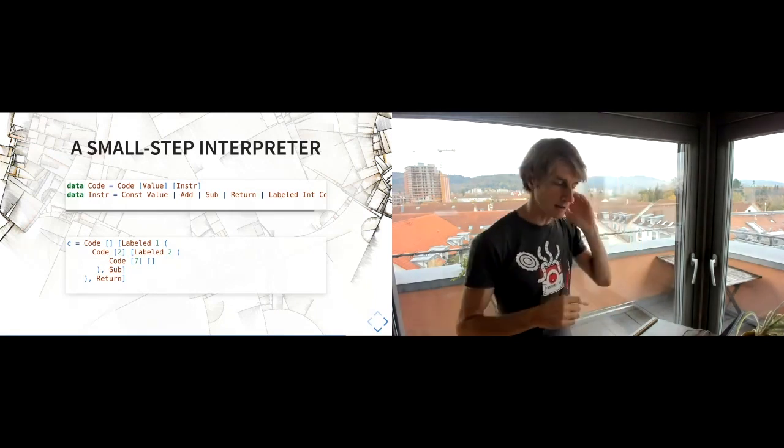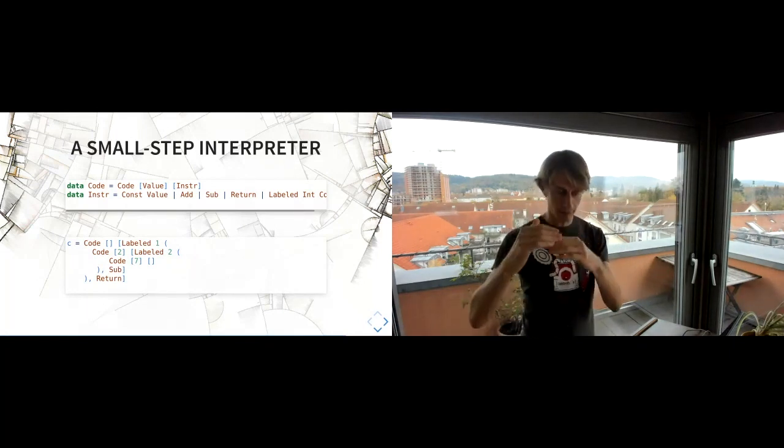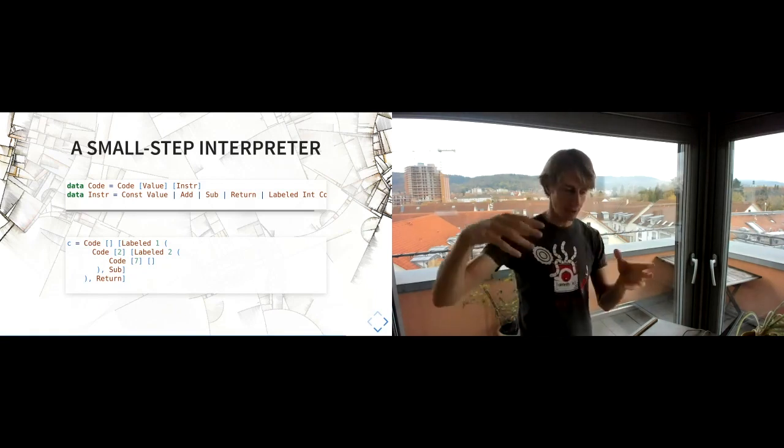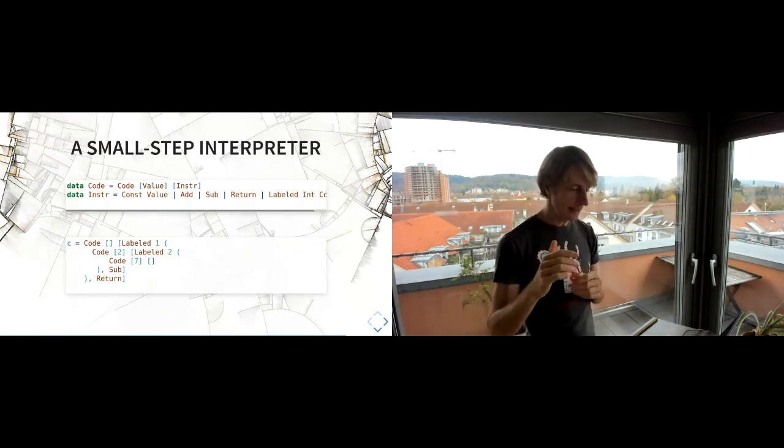Now that's kind of expensive. You have to go into this code, find the position that you need to evaluate, do the change, and then go out again, putting them again around the new thing. So you're copying that again. And you have to do that on every step.